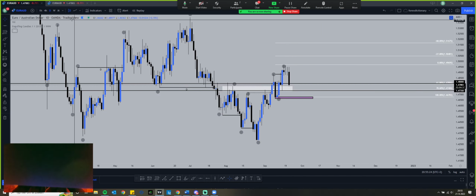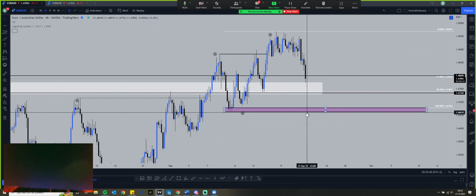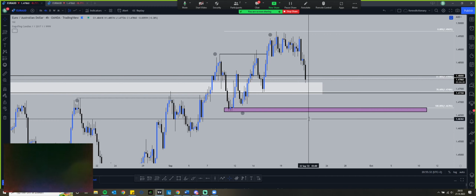I will keep looking at entries until it closes below this pink. I don't know what color it is, I think it's pinkish. If it closes below this pinkish box, I'm not looking anymore, because then we broke the low and we can have like a change of character thing and we can go full down.